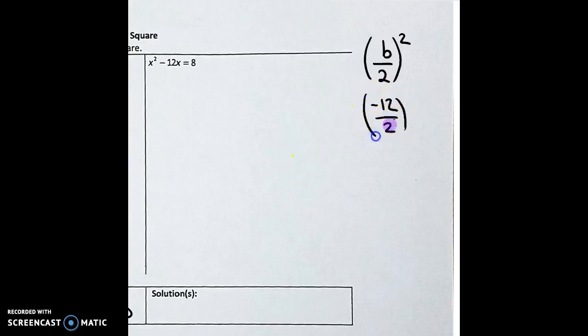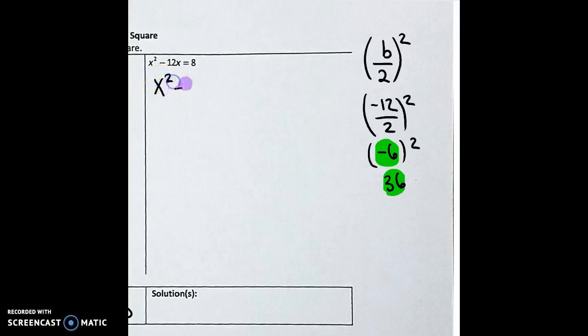So negative 12 over 2 squared. Well, that's negative 6 squared, which is 36. Now, the key features in that are this negative 6 and this 36. Your end result is your desired c value. So my desired c value is 36.